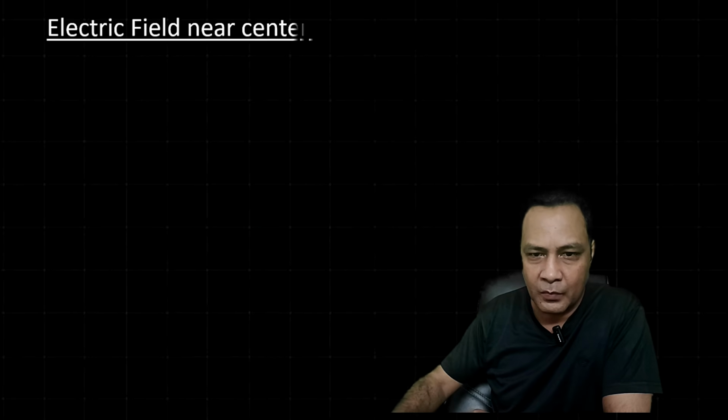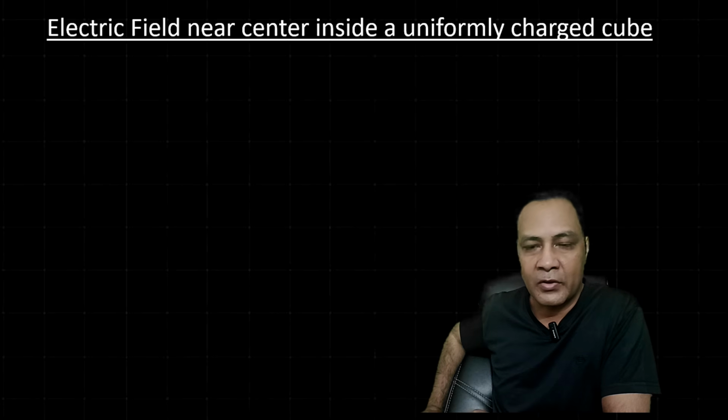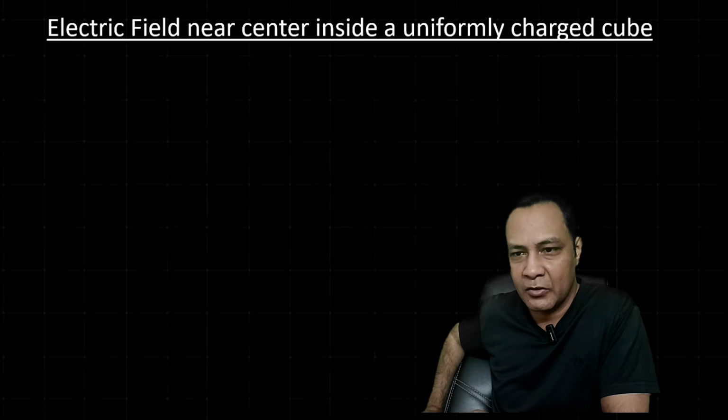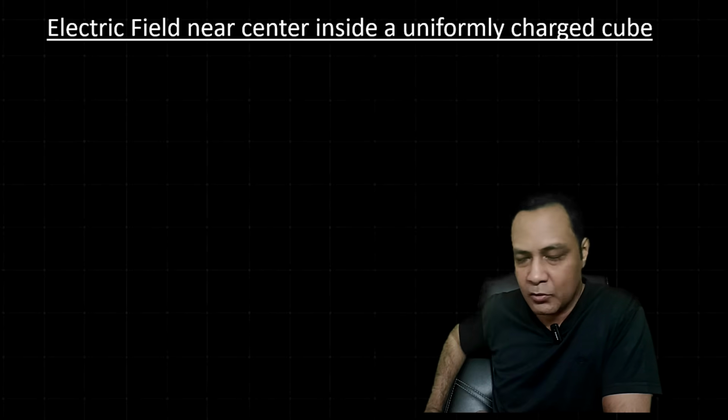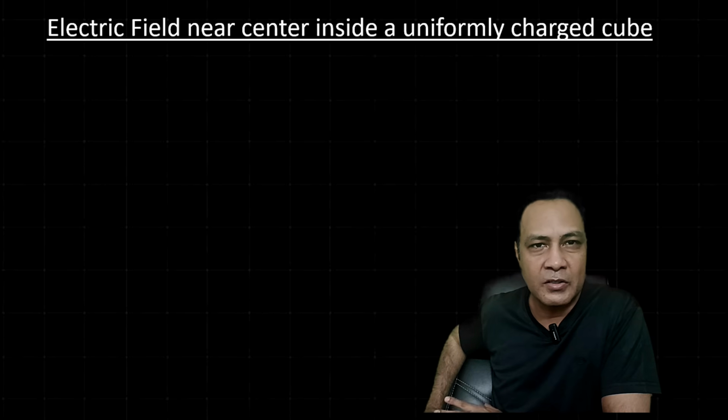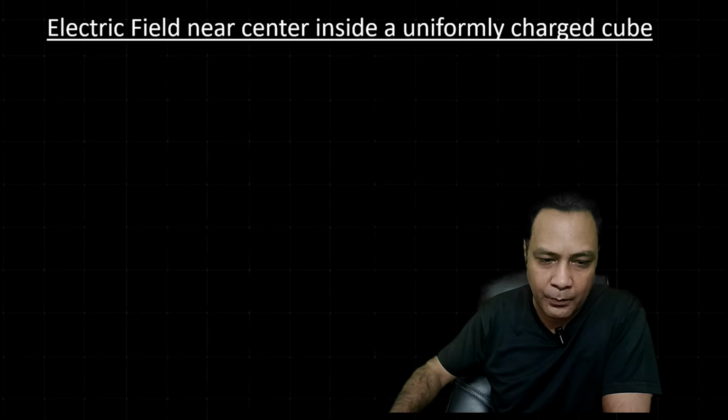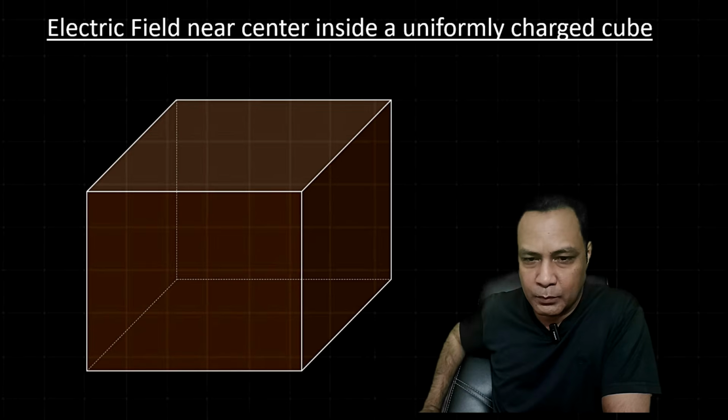So now we want to find the electric field near the center inside a uniformly charged cube. With integration it can't be possible, and with Gauss law we can't do it. So there is a little trick and some very fine approximation. So this is a cube.